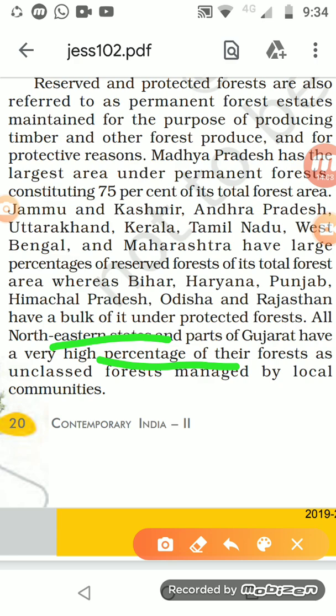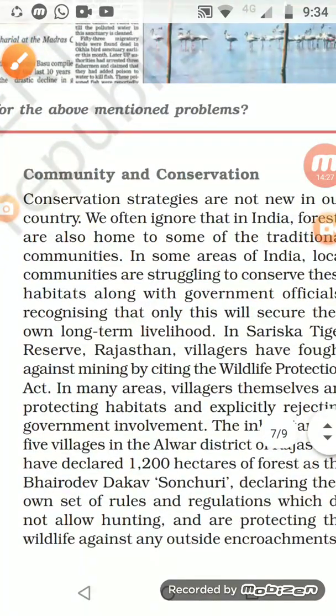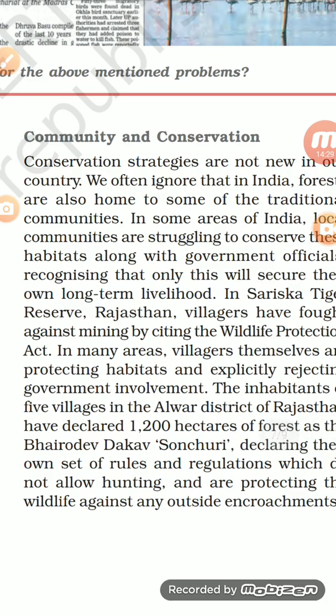And the unclassed forest is managed by the local communities. Just now I was talking about the forest dwellers, the people who are living in the forest; they look after these forest areas. How do they look after these forest areas, children? Just see, community and conservation. How do they do the conservation?